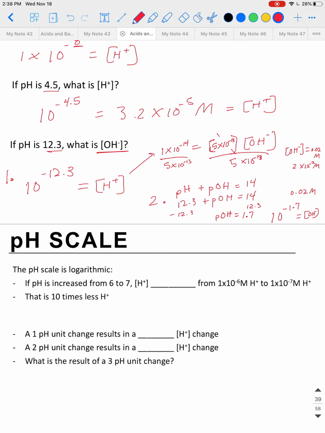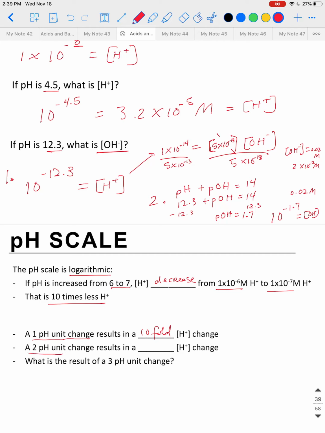Another thing to know about the pH scale is that it's logarithmic. We understand that because we use the log function to calculate pH. But what that means is that if pH is increased from 6 to 7, so if we have a change in pH, how does that change the concentration of H+? It will decrease from 1 times 10 to the minus 6 to 1 times 10 to the minus 7. 10 times less H+. So if you increase in pH, you're going to decrease in H+, and it will tell you by how much. A 1 pH unit change results in a 10-fold H+ change.